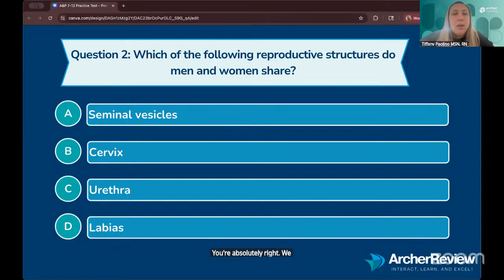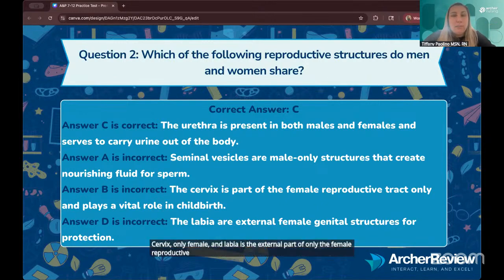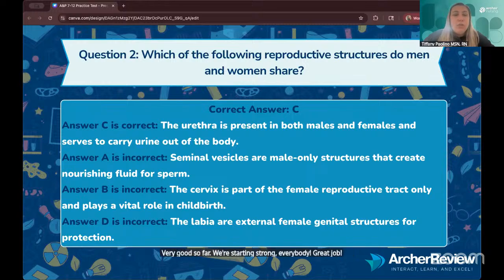We all have a urethra because a urethra is to urinate, right? That's where the urine transports. In males, actually, it transports both urine and semen, but in females, it only transports urine. So seminal vesicles, those are only males. Cervix, only female, and labia is the external part of only the female reproductive system. Very good so far. We're starting strong, everybody. Great job. So now let's move on to the integumentary system.